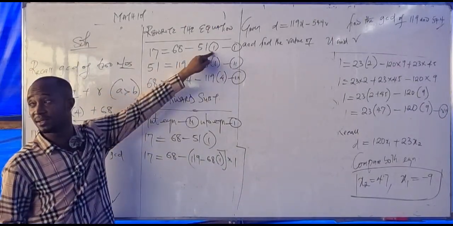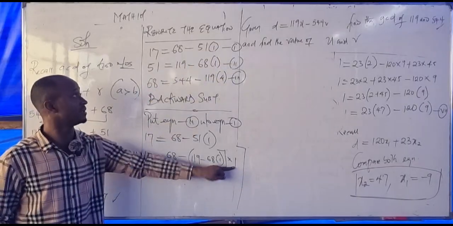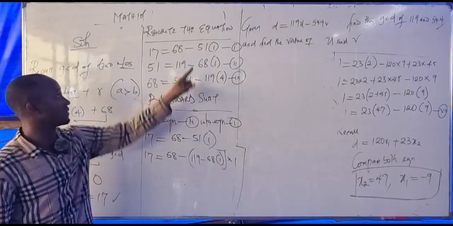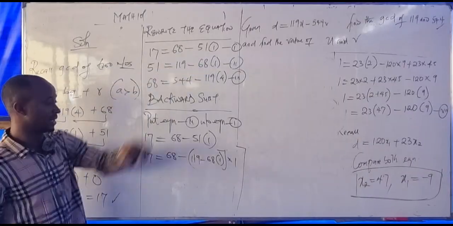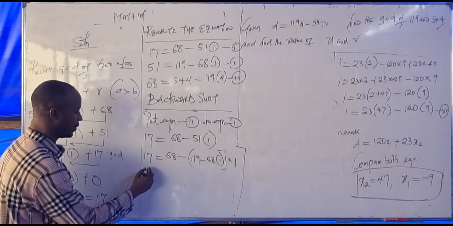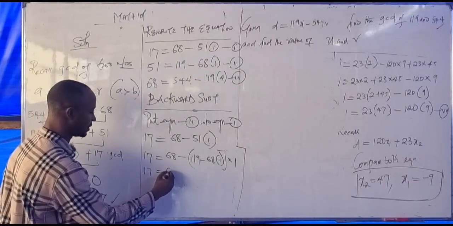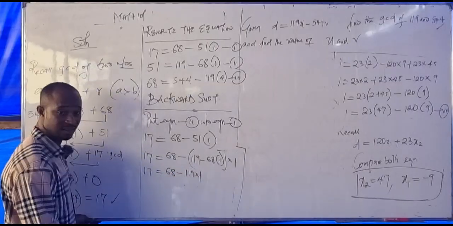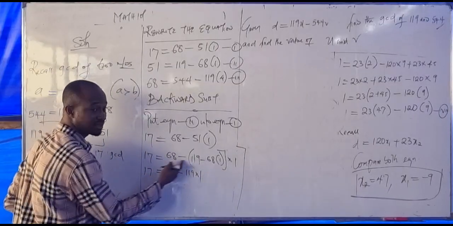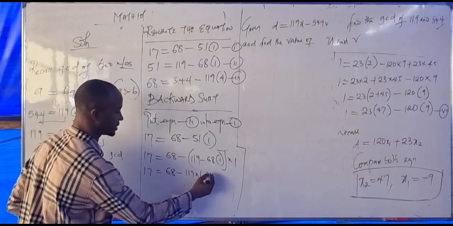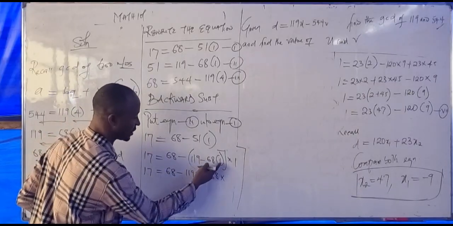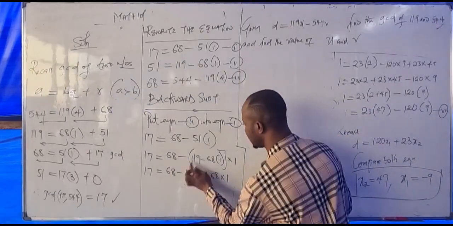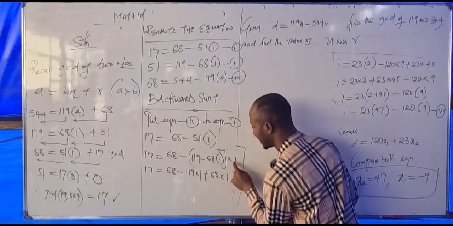Are you following? We have 1 here, this one is this one here. 51 is what we have here. Why are they in brackets? Because of this minus sign. Can we expand now? So we have 17 equals 68 minus 119 times 1. What is 1 times minus here? Plus, right? Plus 68 times, what is 1 times 1? 1.